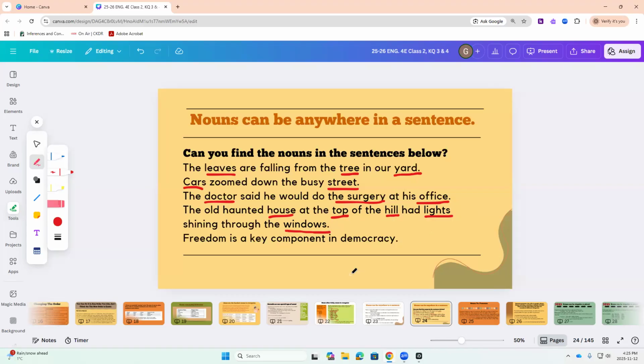Freedom is a key component in democracy. Okay, now those are all abstract nouns. We got freedom, that's an idea. Component, okay, kind of like a part. Democracy, democracy is another type of noun.